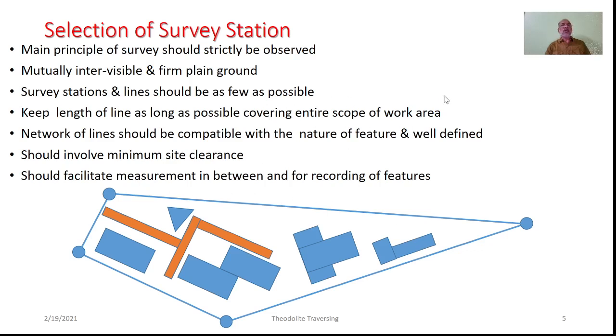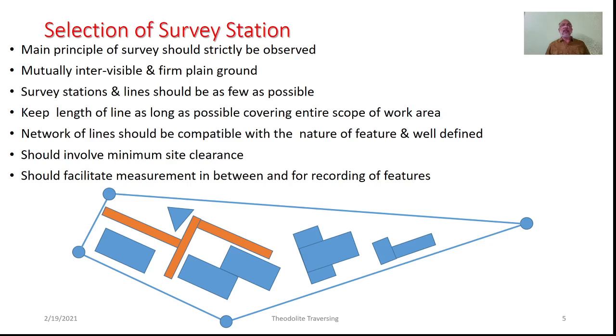So, having understood the concept of reconnaissance, we will directly switch over to the selection of the survey station as far as Theodolite traversing is concerned. Here, the basic principle of surveying should be strictly observed. As you know, the basic principle of surveying is to work from whole to part. We wish to establish the entire control over the piece of land to be surveyed, and then we go into the parts of it.